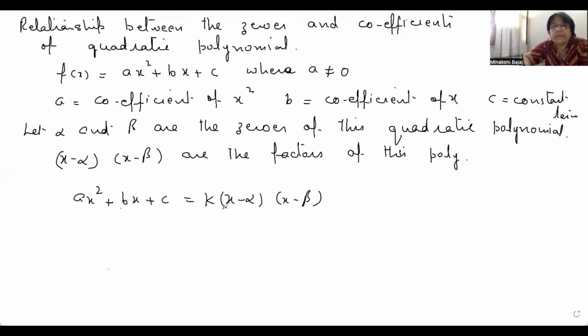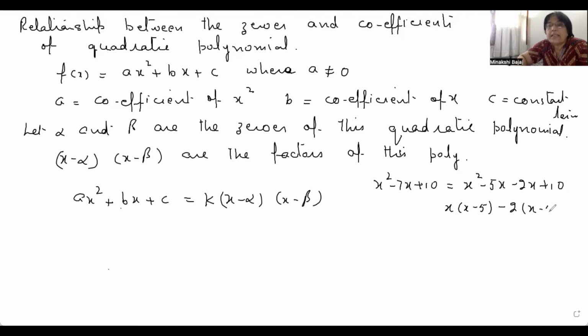Why is this k written here? I'm going to give one example. Let the quadratic polynomial be x square minus 7x plus 10. Make the factors of this. Split the middle term: x square minus 5x minus 2x plus 10. Take x common: x minus 5 in the bracket, minus 2 common, x minus 5 in the bracket. You will have x minus 5 common, x minus 2 in the bracket. So x minus 5 and x minus 2 are the factors of this polynomial.